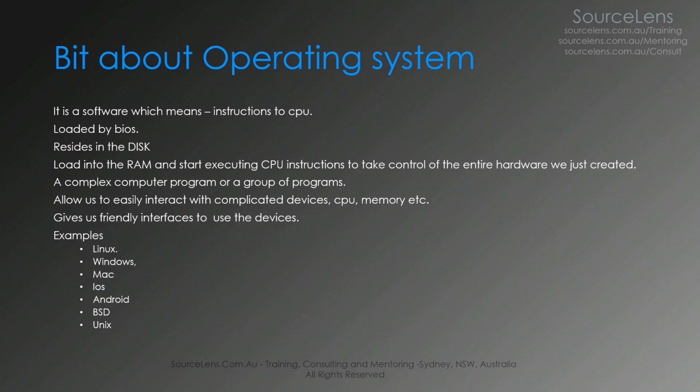Like I mentioned, the CPU has a very big specification, around 3,000 pages, which is handled by the operating system. These are some examples you might have heard: Linux, Windows, Mac, iOS, Android, BSD, Unix. Those are examples of operating systems. There are so many other operating systems not in the list. In our demo, we're going to install Linux and Windows.